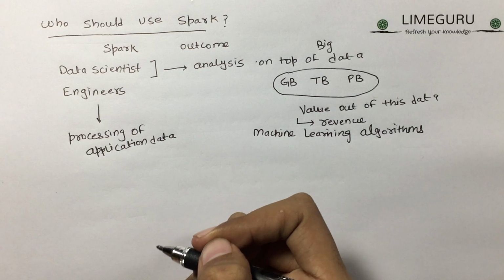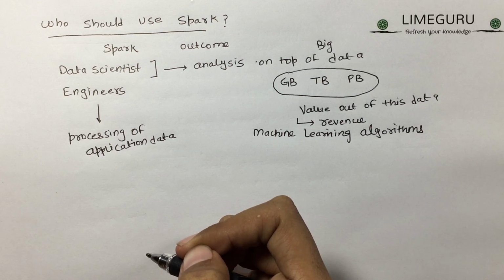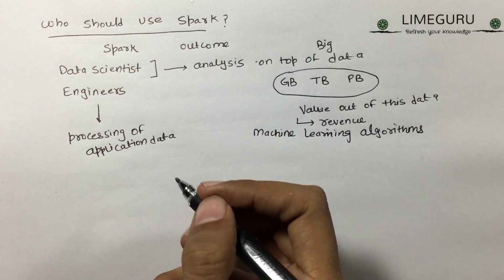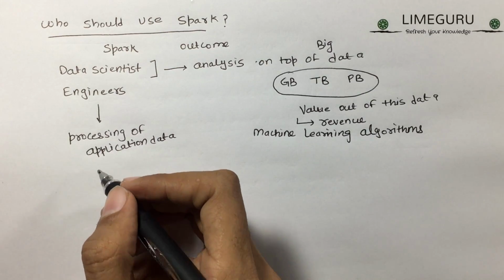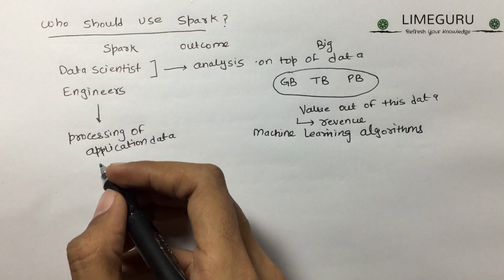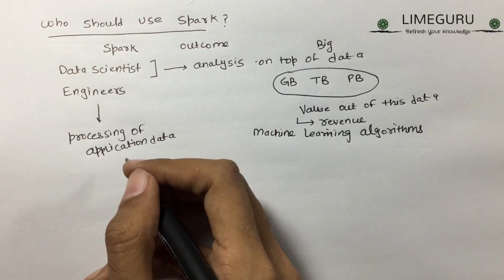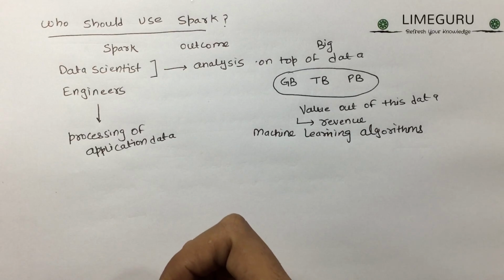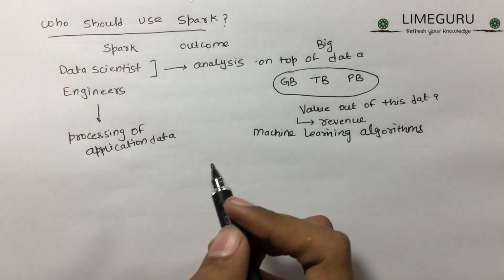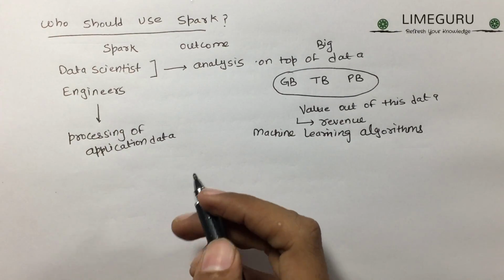Like if their application is receiving a lot of data and they want to do some processing on top of data, they can use Spark for those kind of jobs. So primarily there are two types of people who can use Spark: data scientists and engineers.